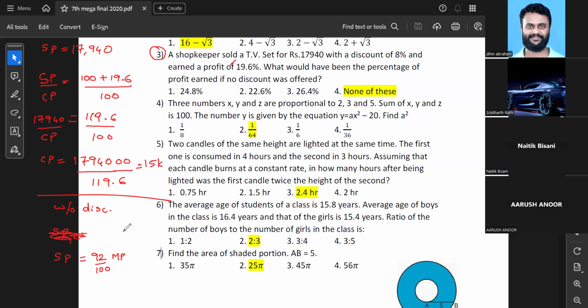Sir, but how are you making? So that is actually 17940, no? 92 by Yeah. 100 MP. Yeah, I'm going to write this as 17940 only. Okay, sir. Okay.